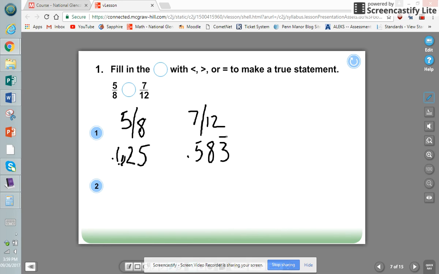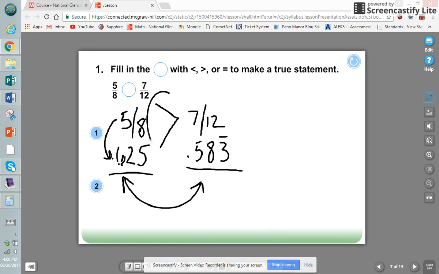Now I have 2 decimals, 625 thousandths and 583 thousandths for the sake of this problem. And I know that 625 of something is bigger than 583 of something. So I would do this: 5/8 is greater than 7/12. Even if I have more than 2 fractions to order, that's all I have to do. Convert by dividing the fraction to a decimal, compare the 2 decimals, and use the correct symbol.